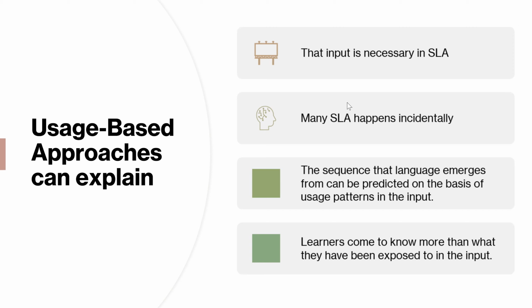Usage-based approaches suggest that learners unconsciously register language patterns in the input, and these patterns are strengthened when learners encounter multiple examples in the input, which means, once again, high-frequency words. The sequence that the language emerges from can be predicted on the basis of usage patterns in the input. For example, the acquisition order of WH questions: what, where, when, why, how.